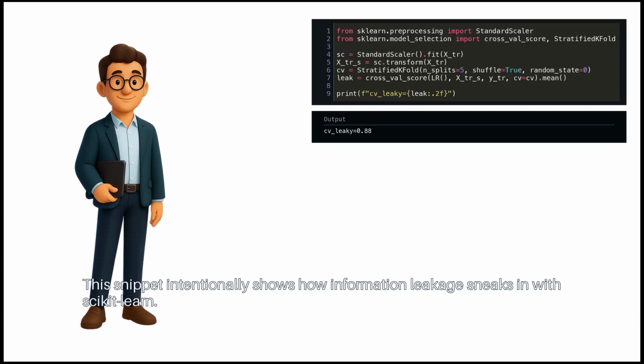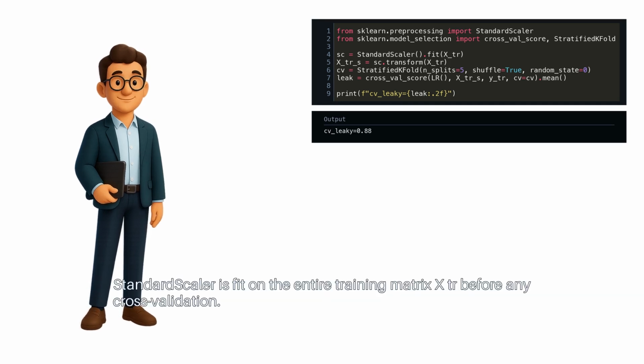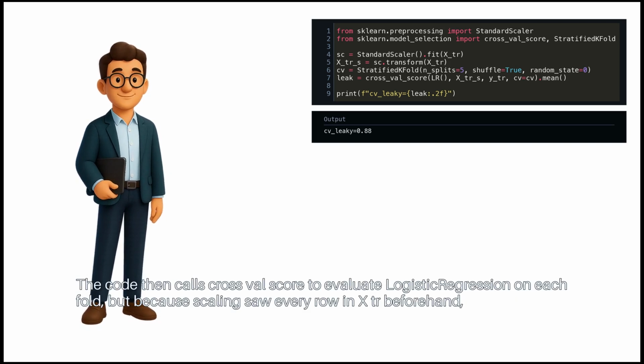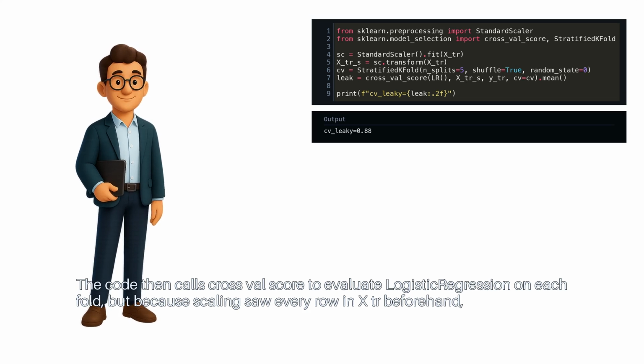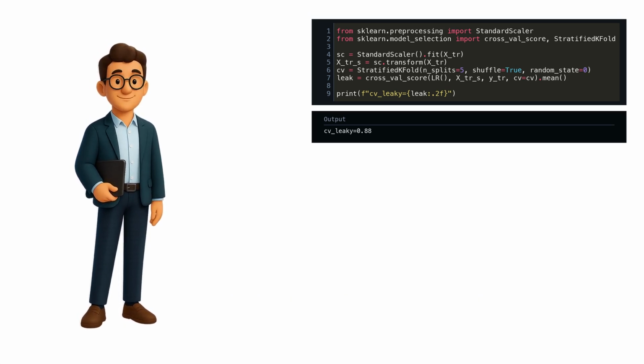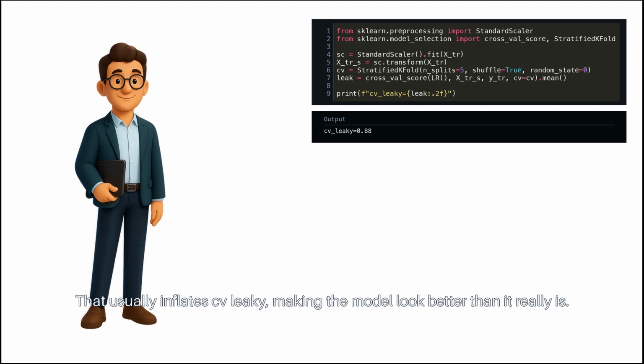This snippet intentionally shows how information leakage sneaks in with scikit-learn. StandardScaler is fit on the entire training matrix X_tr before any cross-validation. StratifiedKFold creates 5 shuffled splits for cross-validation. The code then calls cross_val_score to evaluate logistic regression on each fold. But because scaling saw every row in X during the pre-processing step, statistics from the validation fold leaked into training. That usually inflates cv_leaky, making the model look better than it really is.